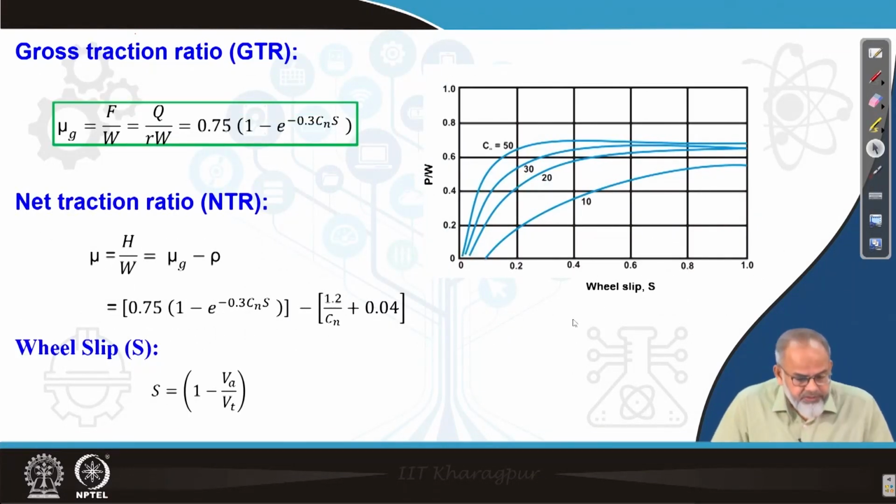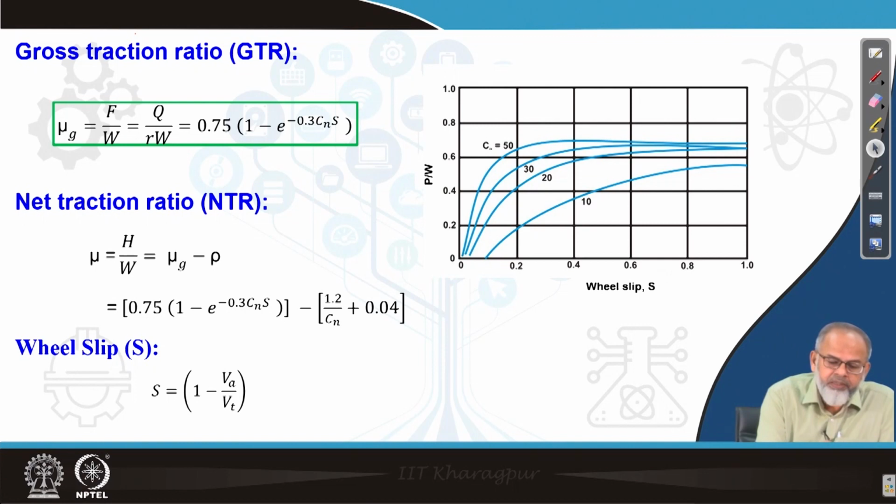The second equation which he developed is related to gross traction ratio. Gross traction ratio means it is the ratio of the tractive force which is developed at the contact patch divided by the dynamic weight coming on the wheel. So, in other words, we can replace F with Q by R. Q is the torque which is acting on the axle and R is the rolling radius. So, that way thrust into radius will give you Q.